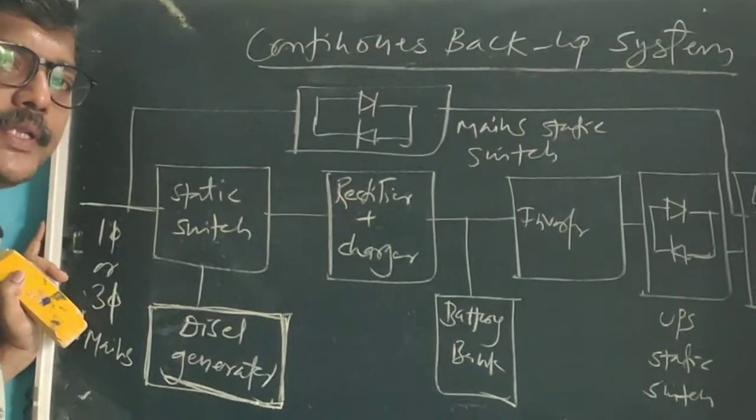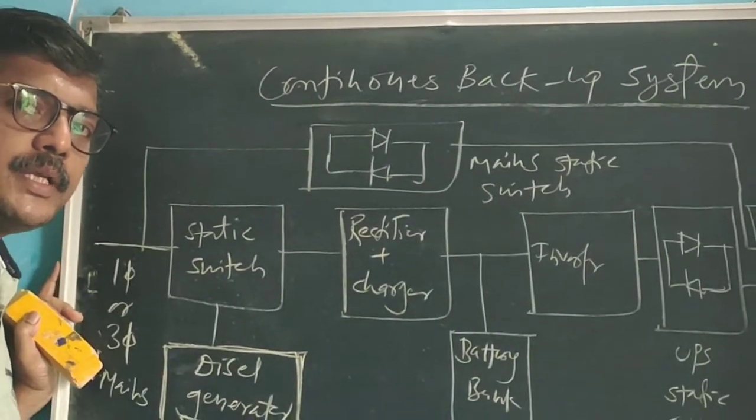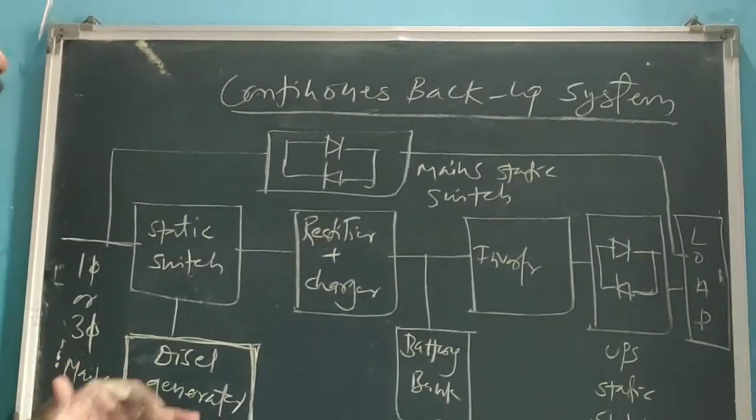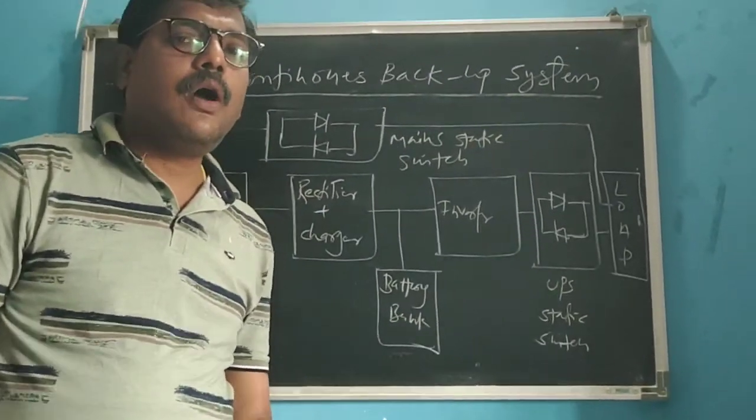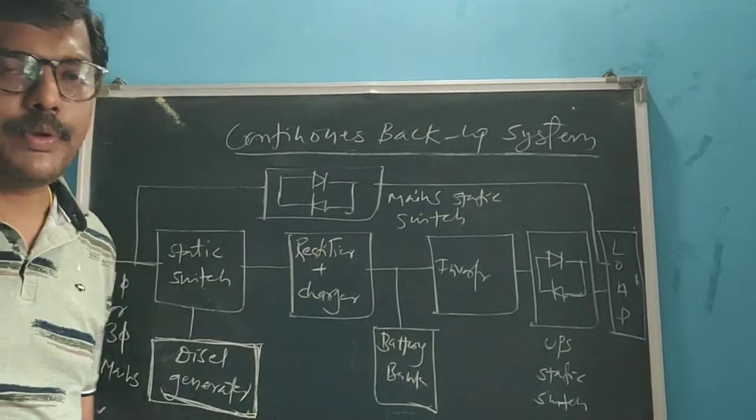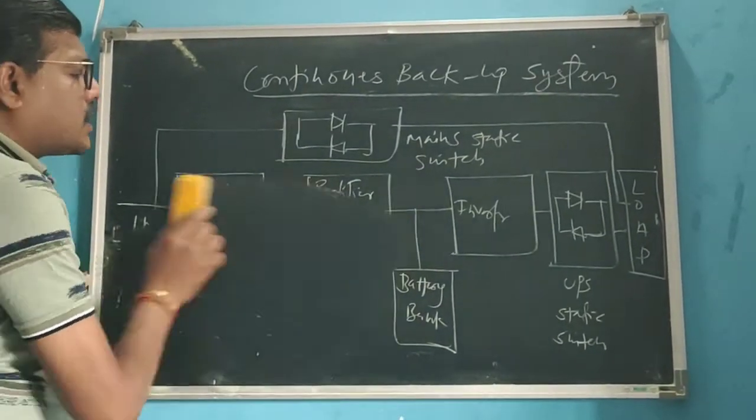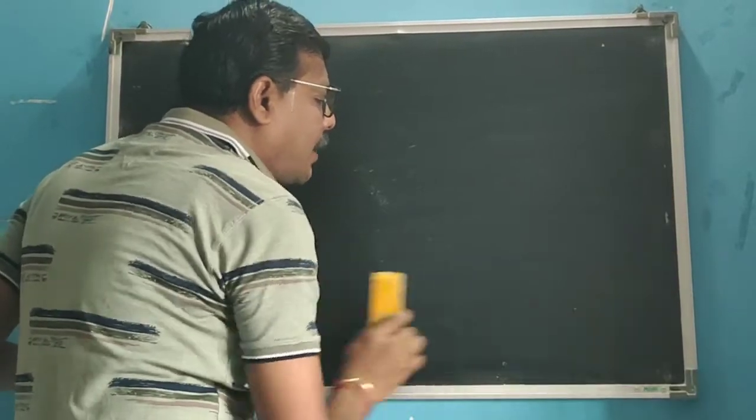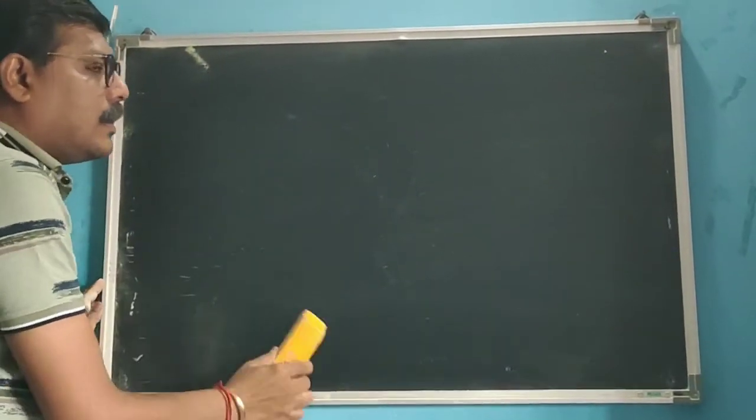Due to the presence of the diesel generator, the cost of the system is more. That's why we are not using the continuous backup system. As compared to the continuous backup system, we are using the online UPS system and offline UPS system. So this is the discussion about the UPS. In the UPS we have seen the block diagram and the types: online, offline, and the continuous backup system.